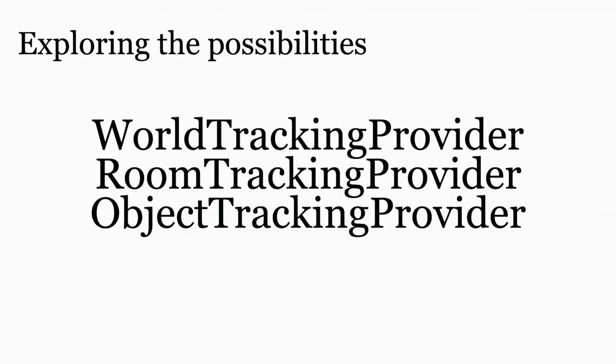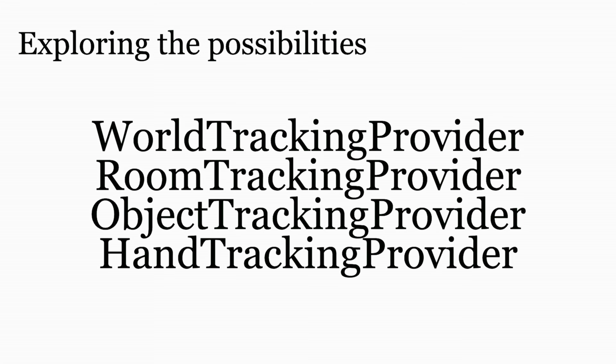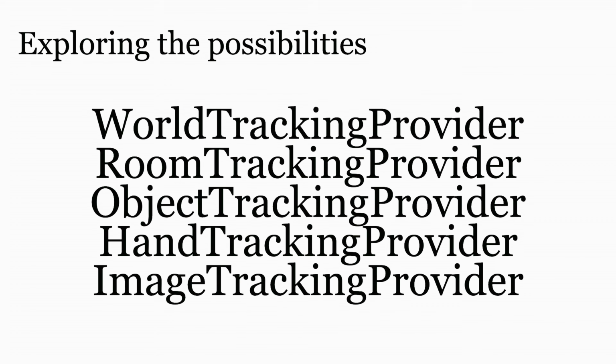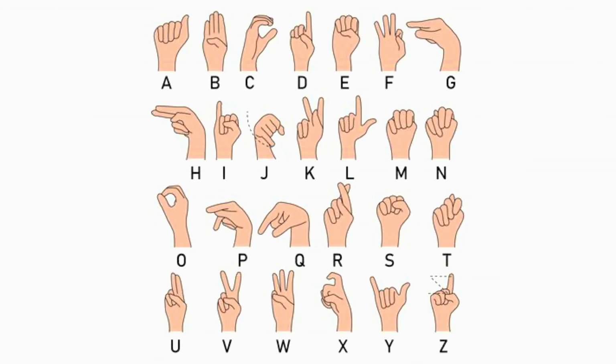The next one is the object tracking provider. It is tracking and detecting physical objects in the user's environment. The hand tracking provider tracks hands, of course, and gestures. And the last but not least is the image tracking provider, where we can anchor virtual content on top of any kind of image that we have defined.